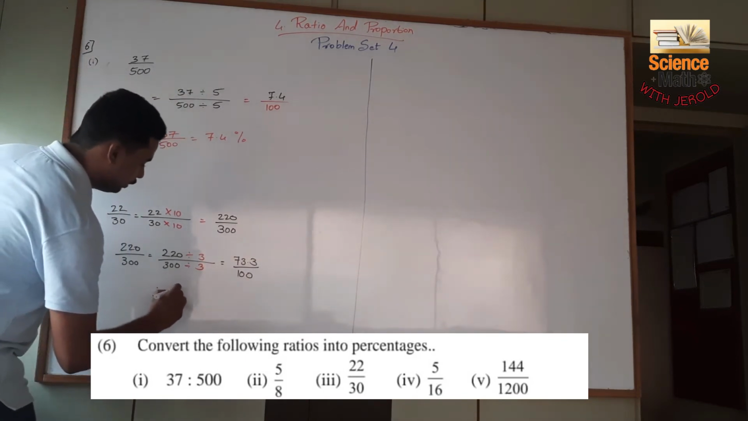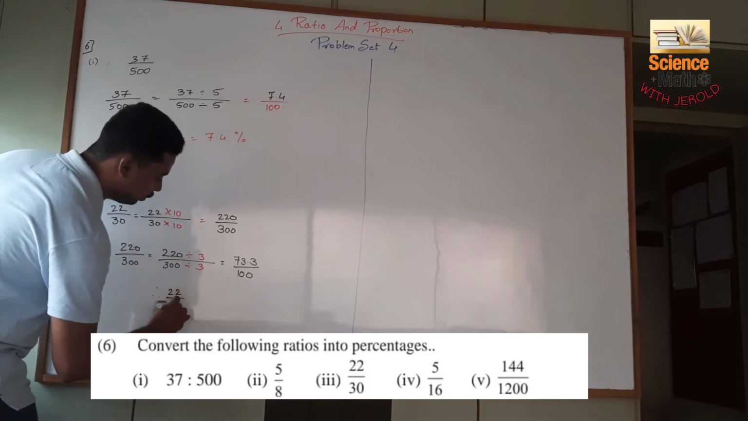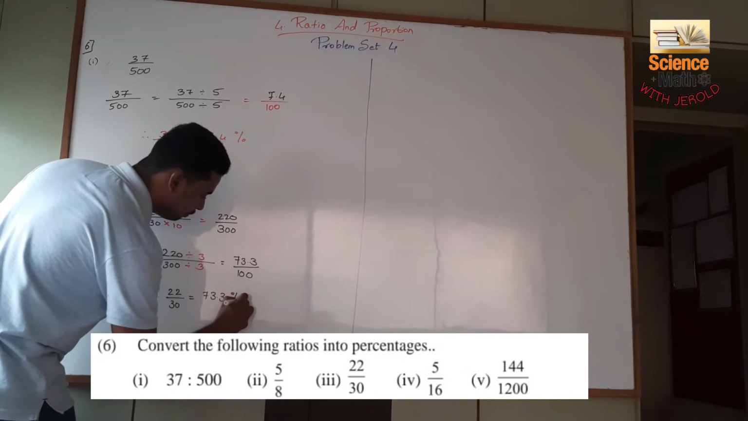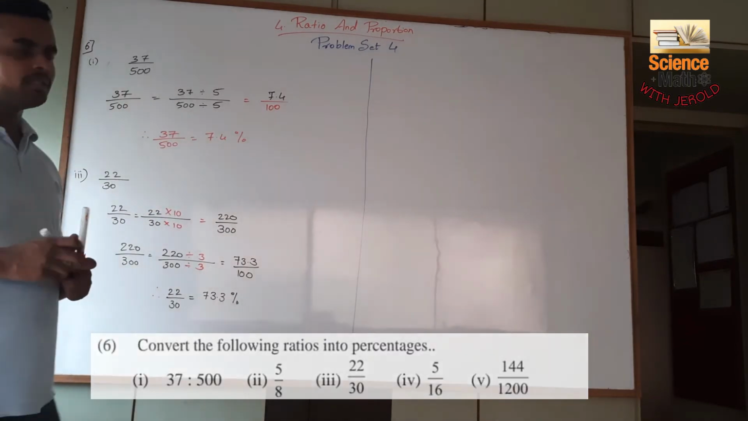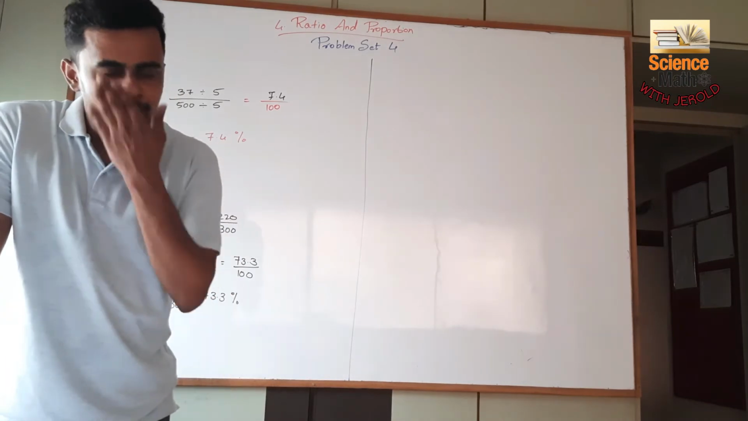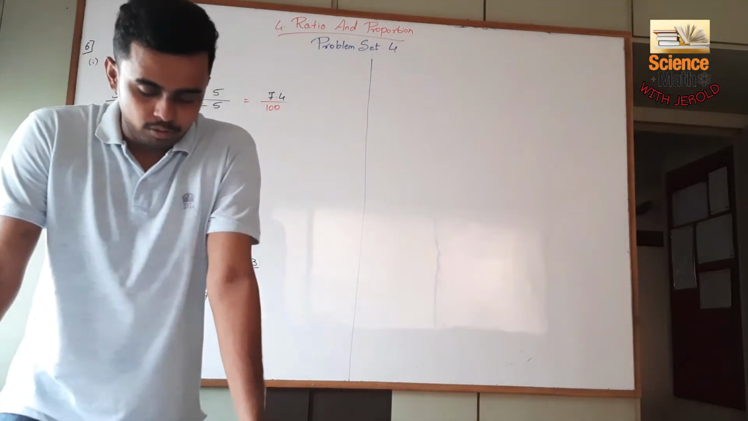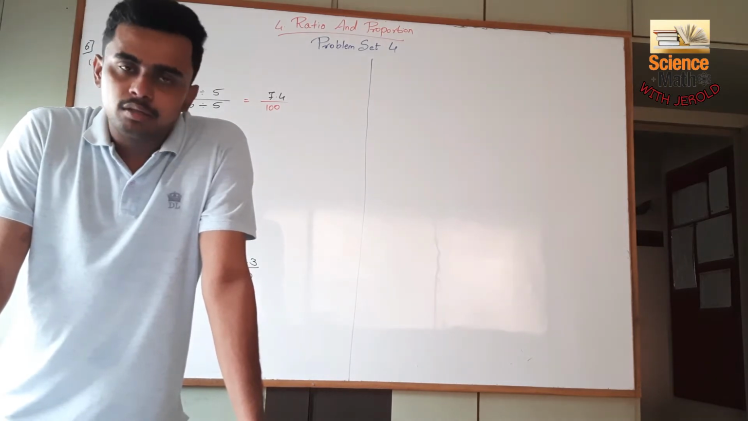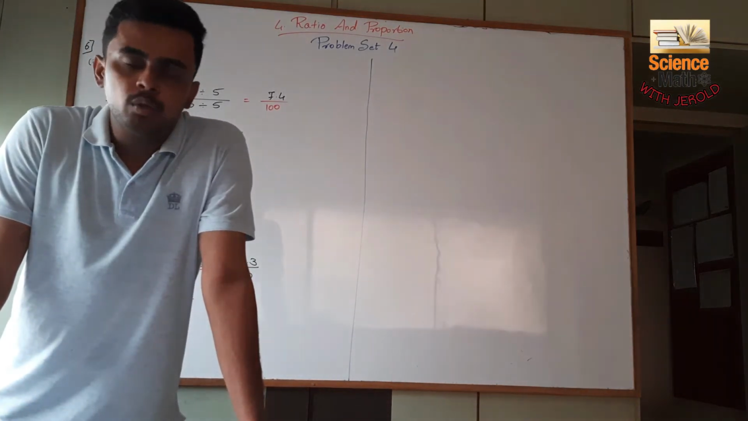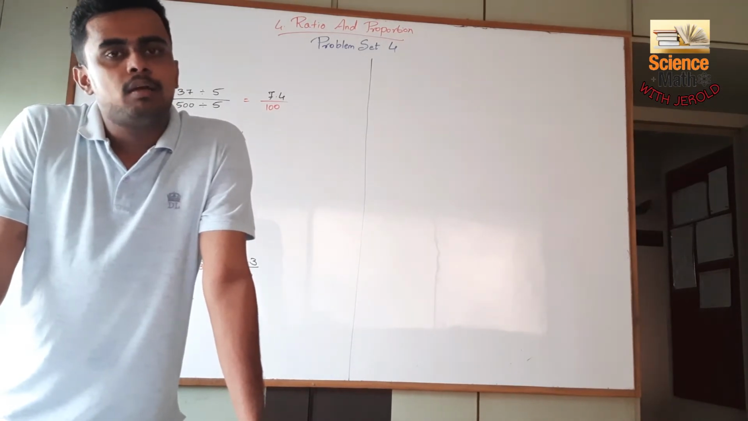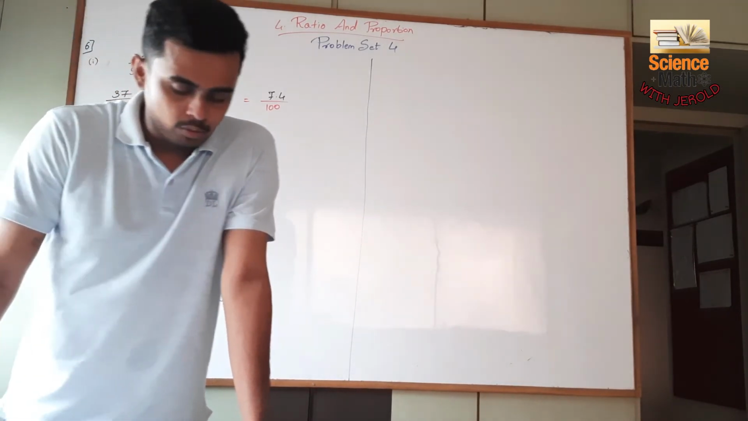Therefore, my new percentage for 22 upon 30 is equal to 73.3%. This is question number 6 of the problem set. Now moving on to the second last question for this problem set, that is bringing the first quantity and second quantity to reduced form. Same question as we have done in practice set 4.1. So let us go to the question.